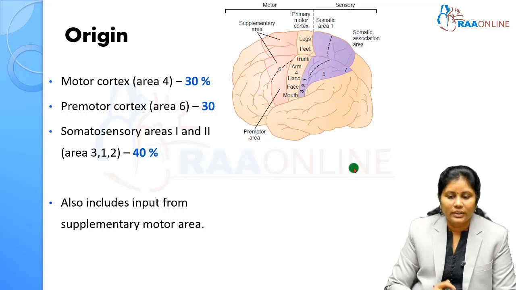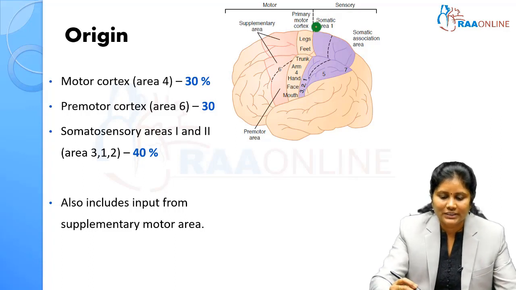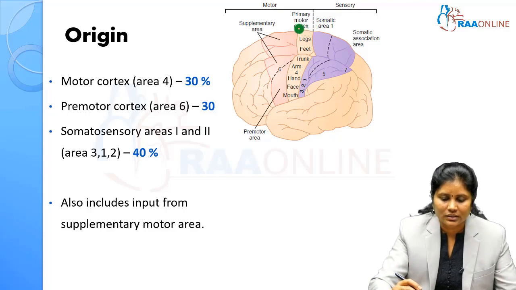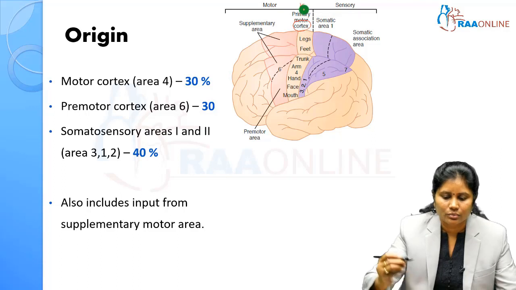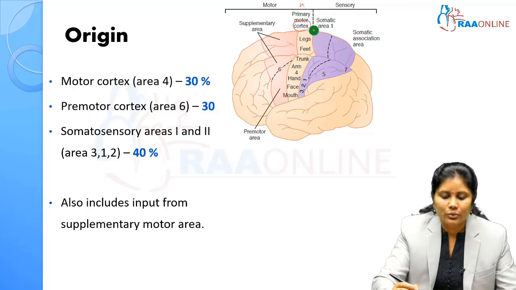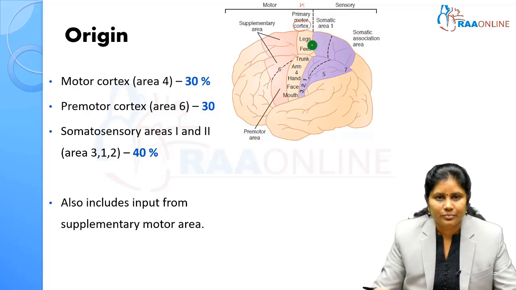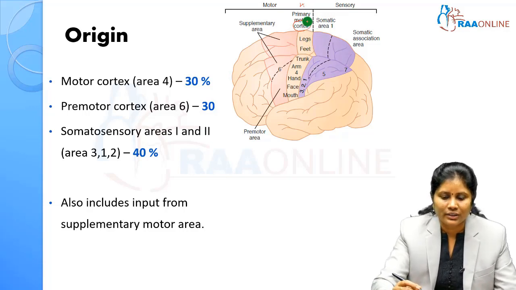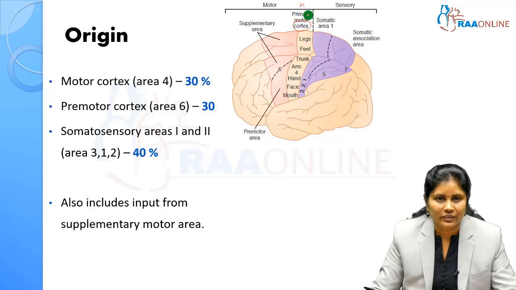One is the motor cortex, that is area 4. So this is the motor cortex, this is area 4. It is just anterior to the central sulcus. So that is area 4 or motor cortex, which contributes 30% of the fibers.